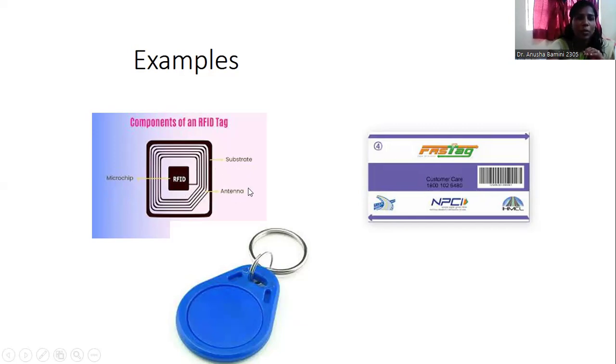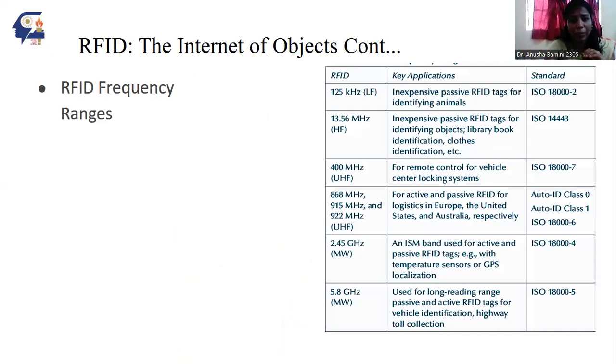This antenna could be used to receive the signal. This is the chip which is inserted for the RFID tag. Various kinds of RFID tags are available nowadays. It may be in cars, keychain, house, etc. In RFID, various frequencies are available. For different kinds of application, different RFID frequencies are used.